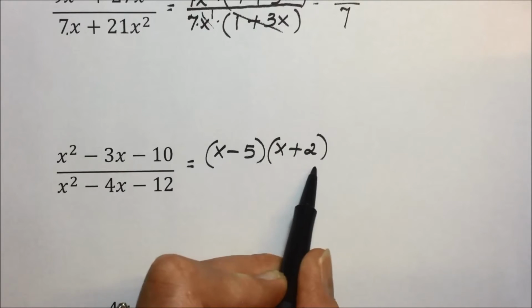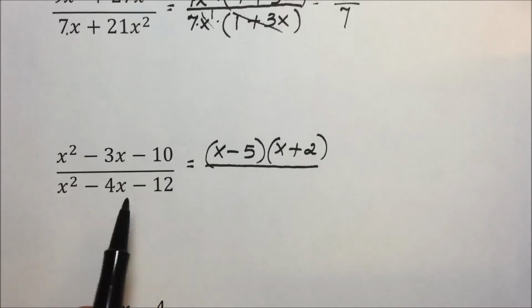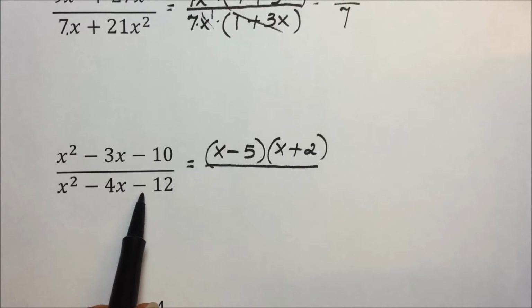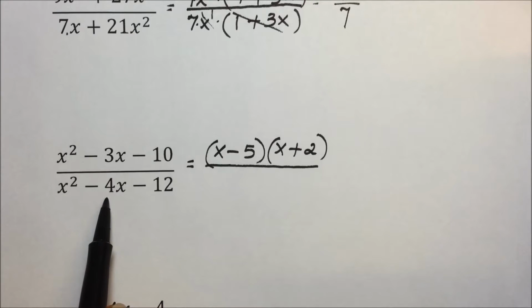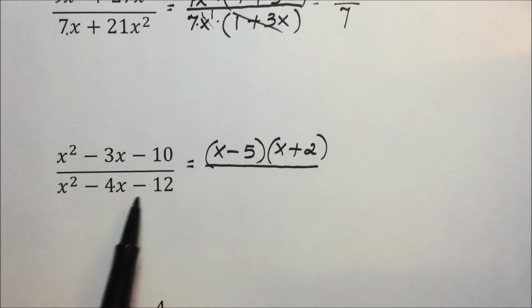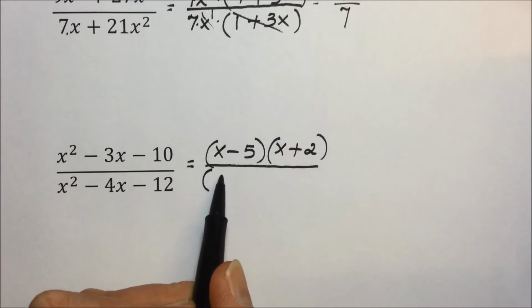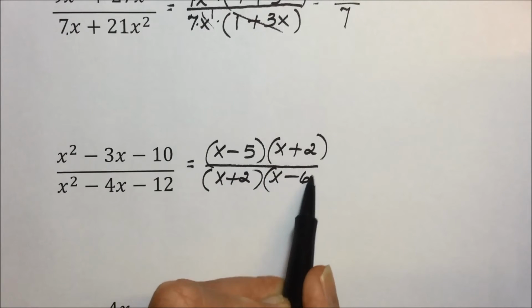plus 2. In the denominator, we're looking for factors, two binomials that multiply together to give us this trinomial, and we're looking specifically at factor pairs that multiply to give us negative 12 and add up to give us a negative 4. We have several choices, 1 and 12, 2 and 6, 3 and 4. One has to be positive and one has to be negative, and the pair that works is an x plus 2 times an x minus 6.